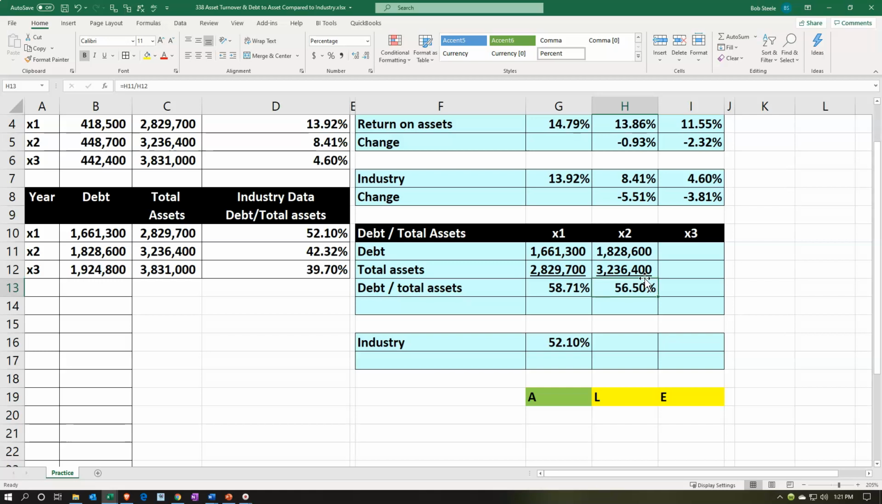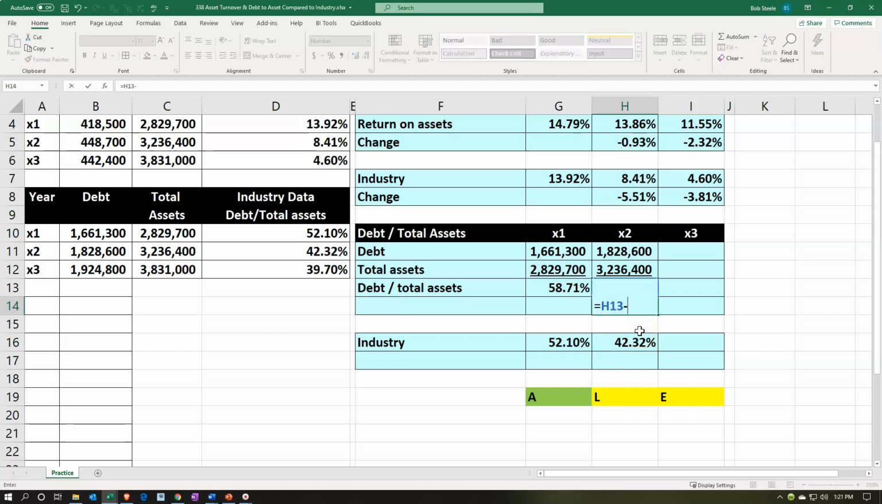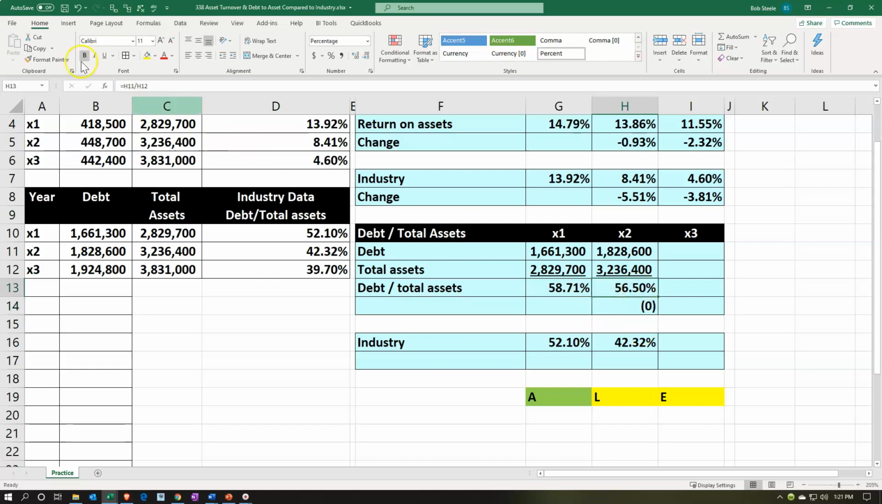So we have a decline in the debt to total assets. In general, you would think that would be good. If you compare it to the industry, we're going to say home tab, numbers, percent. The industry is quite a bit lower at this point and has a declining trend here. So if I subtract this out, we're going to say the 56.50 minus the 58.71. And then I'm going to go home tab, clipboard, format painter, paintbrush this. This is going to be the change. So we'll put the change here, and we'll put the change here.